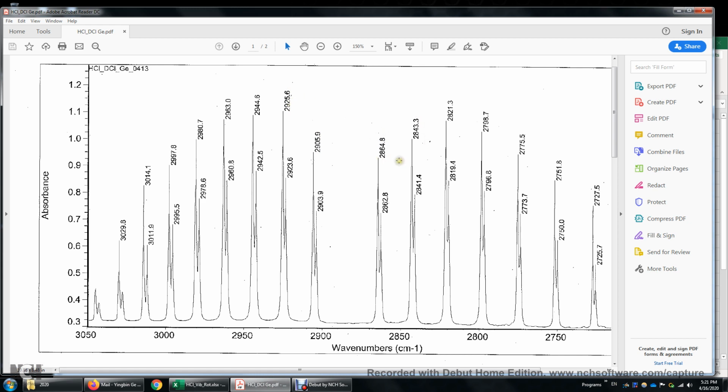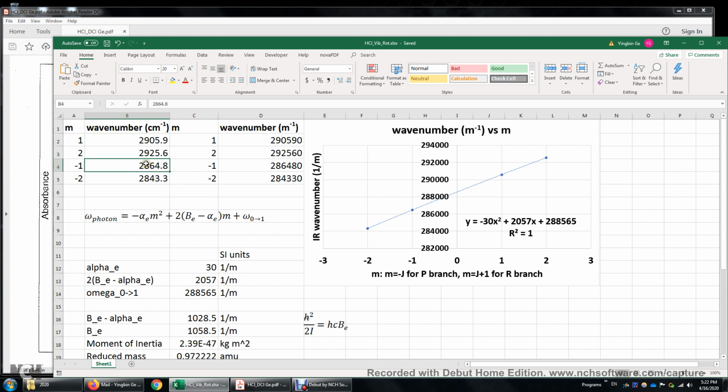Similarly, we need to do some transformation for the P branch. Over here, M equals negative J. So for this wave number, it's the 1 to 0 de-excitation. The initial J value is 1. Therefore, M equals negative J, M is negative 1. Similarly, M is negative 2 here. I entered these two wave numbers also in the same Excel spreadsheet. Again, M equals negative J, therefore M is negative 1 and negative 2.